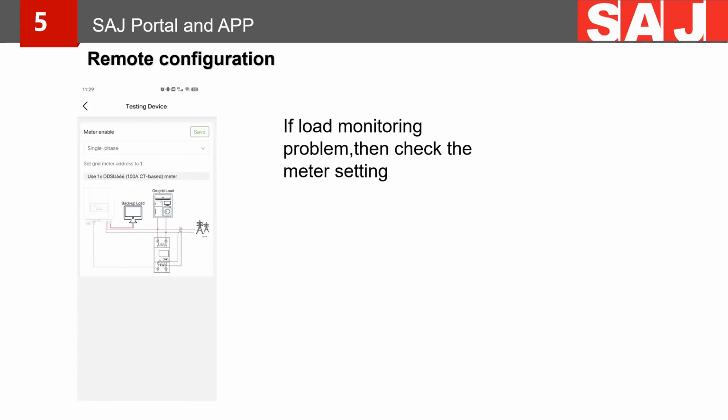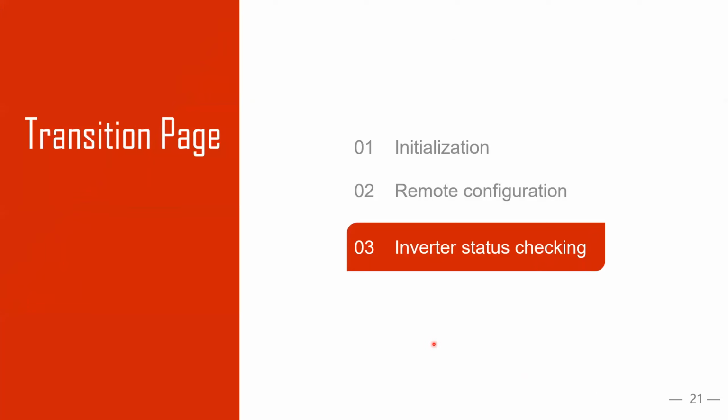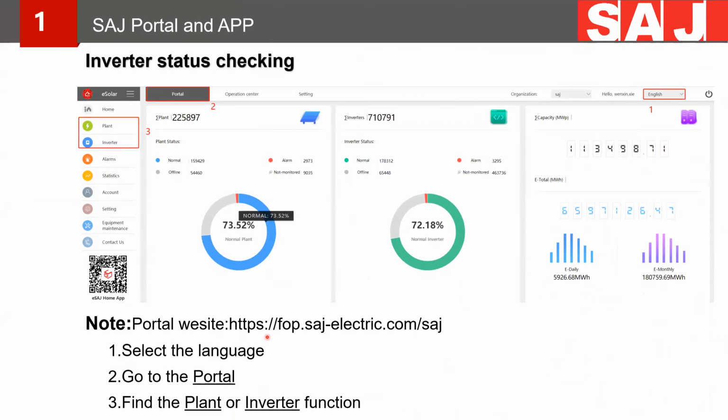Okay, let's go to the last step. It's about the inverter status tracking. We usually use this function through our website because it's more intuitive and more comprehensive. So here is our website, our old portal. We have the new portal, I will mention it later. I believe most installers may have visited and used this version of the portal. But I recommend we use the new portal in the future because it's more convenient for us.